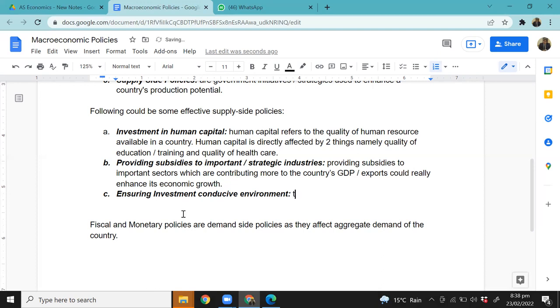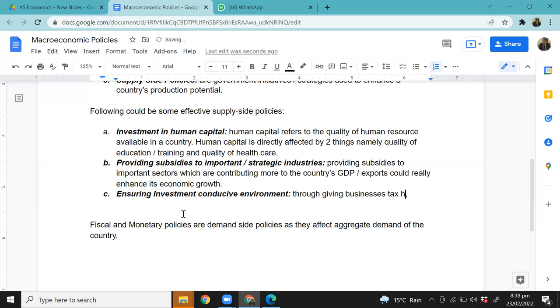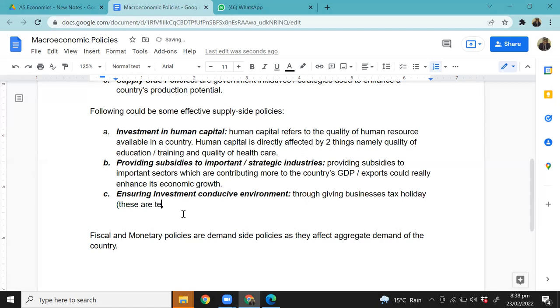Through giving businesses tax discounts, right? Tax holidays is a better word, right? So when you provide tax exemptions, let me write this down. When these are tax exemptions for new businesses, right? Okay. Through giving businesses tax holidays, tax exemptions, right?